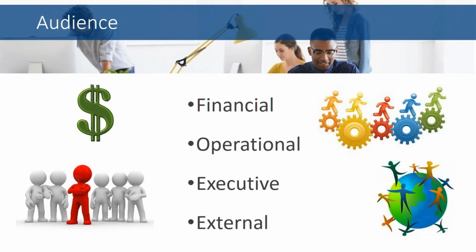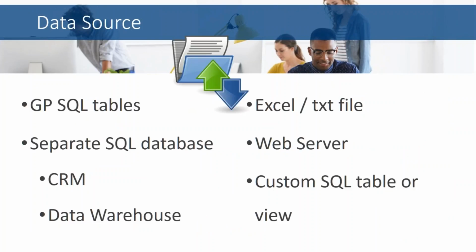So for audience here, you'll see again financial, operational, executive, some external source for these reports is our audience. For our data sources, you'll see there's quite a few different data sources here. SQL tables within GP, outside of GP. So again, something like CRM or a data warehouse like I mentioned earlier, we can write reports off of Excel or text files. If there's any type of internal operational system you have that runs on a web server, we can use that as a source for data.